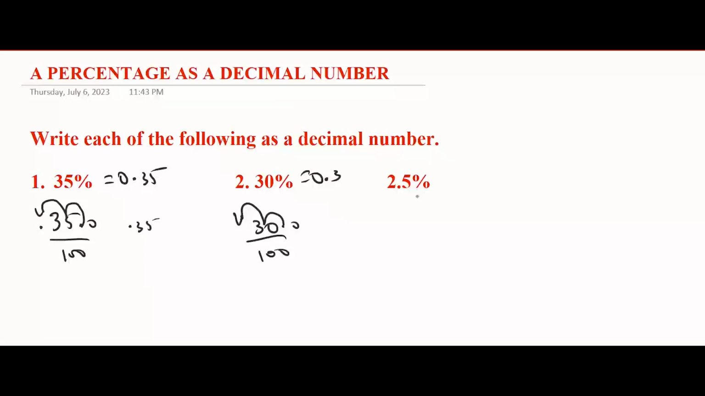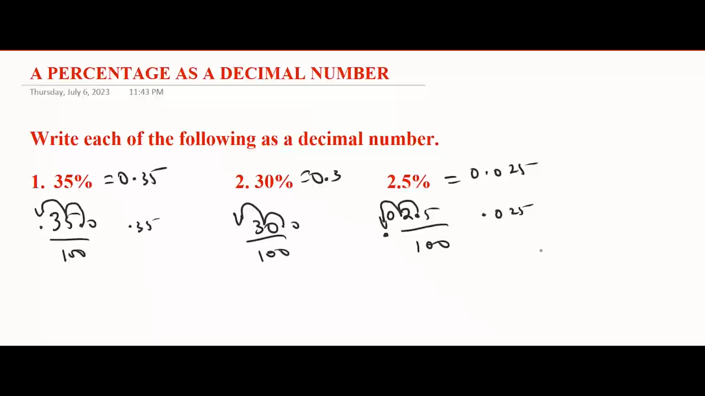For the third one here, we have 2.5%, the same thing as 2.5 out of 100. So we need to shift the decimal point backward 2 times. Currently the decimal point is here. So we have 1 and 2. That means the decimal point will be here. But wait a minute, you need to fill up this empty space with a 0. So that will be 0.025. So that is 2.5% as a decimal number.